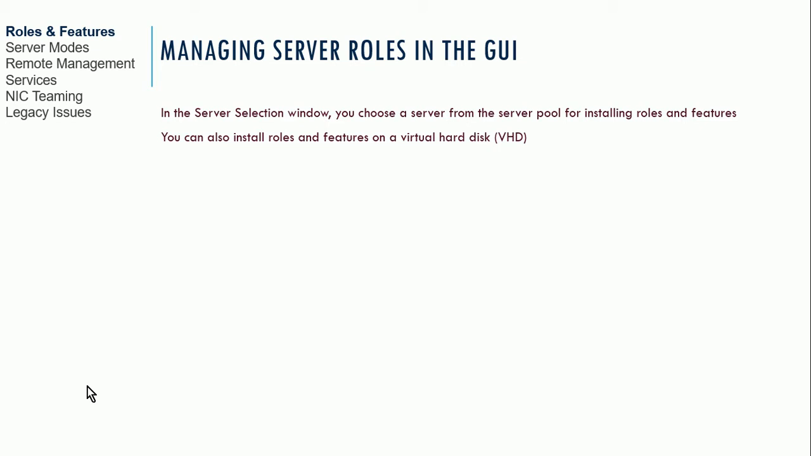So in the server selection window, you choose a server from the server pool for installing roles and features, and you can also install roles and features on a virtual disk. What that means is if you have a Windows 2012 server that is a VM that you haven't yet spun up, that's offline, you can actually update that server offline directly in the VHD file. The VHD file is the file in which that virtual machine is held for Hyper-V. So you can also add roles and features directly into that file without even having to start that machine, which is kind of an interesting feature. So if you choose that option, you'll be prompted to choose a server on which to mount the VHD and specify the path to the VHD file.